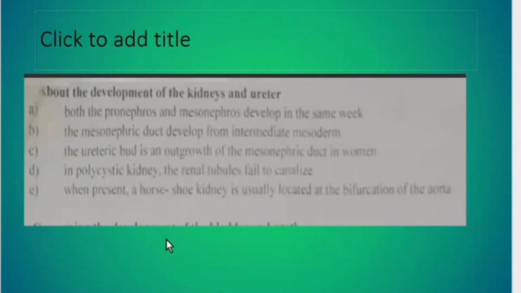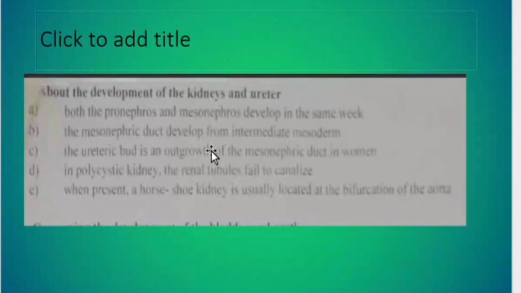Next one. About the development of the kidney and the ureter. Both pronephros and mesonephros develop in the same week. Okay, so this is true. In the 4th week, you initially form your pronephros, but still in the 4th week, as the pronephros start to regress, you form your mesonephros. So they happen in the same week.